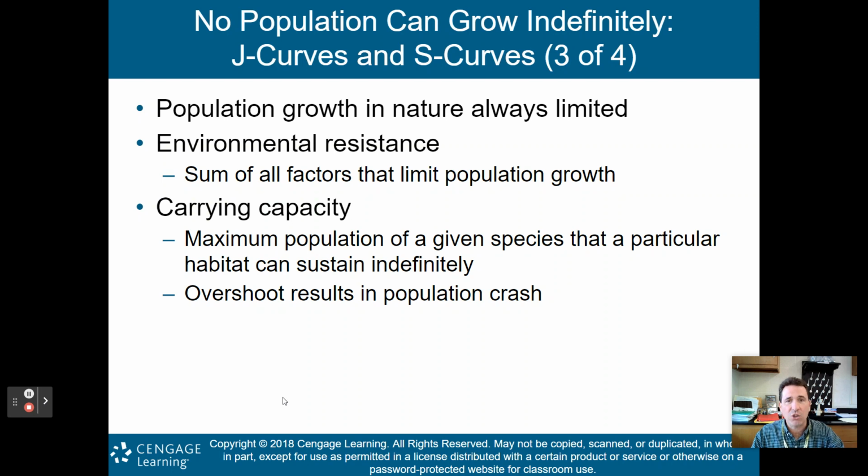Population growth in nature is always limited. Again, we have the environmental resistance, which is the sum of all factors that limit population growth. That leads then to the carrying capacity, which we've talked about already in this class. The carrying capacity is the maximum population of a given species that a particular habitat can sustain indefinitely. And when you overshoot your carrying capacity, it could result in a population crash.